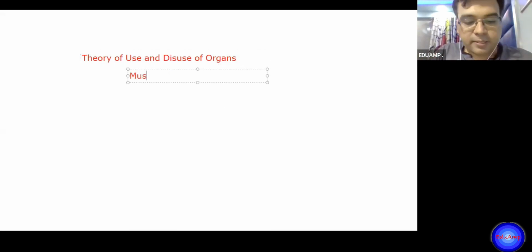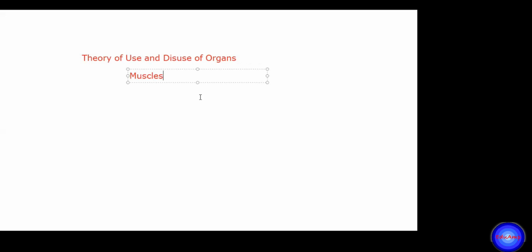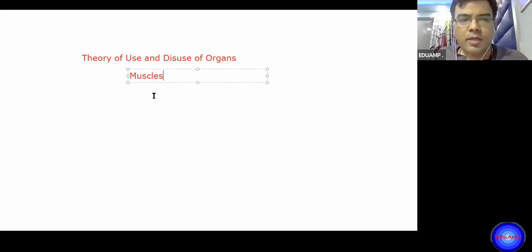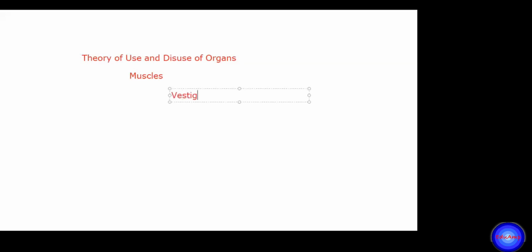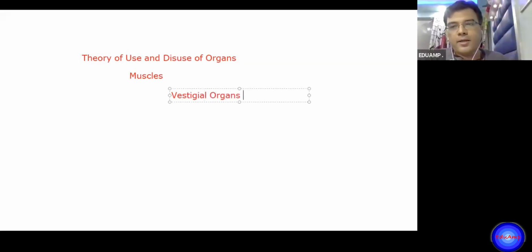लिखो, एग्जांपल मसल्स। When they are used more they become developed, and when they are used less they become underdeveloped. Now there is one thing which I would like to tell you। इसका एक और एग्जांपल है, there is one more example, and that example is vestigial organs. Vestigial organs, what are these? Can you tell me what are vestigial organs? क्या होते हैं?